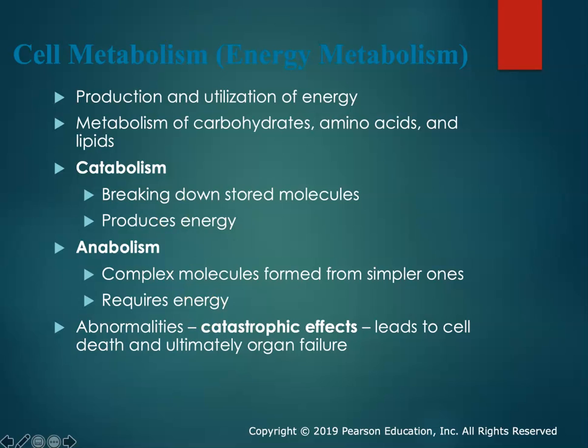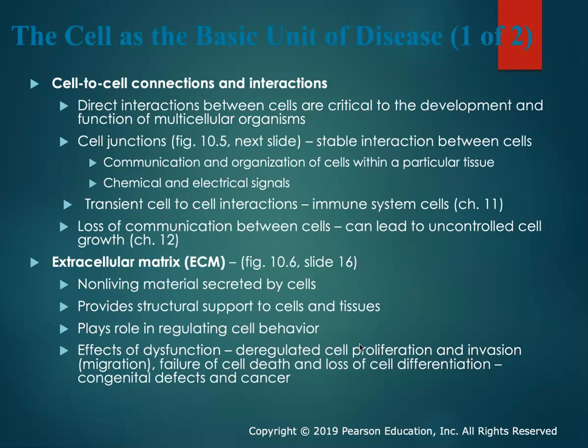If you have any abnormalities in cell metabolism or energy metabolism, in the ability of the cell to produce ATP, like I mentioned in that table, it will have catastrophic effects on the cell, okay? Usually leads to cell death, and again, ultimately can lead to organ failure if enough cells die, okay?